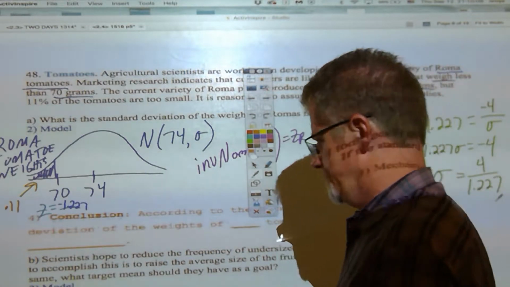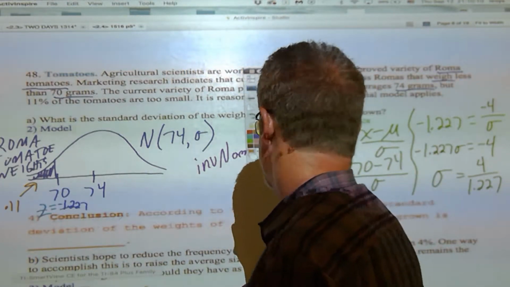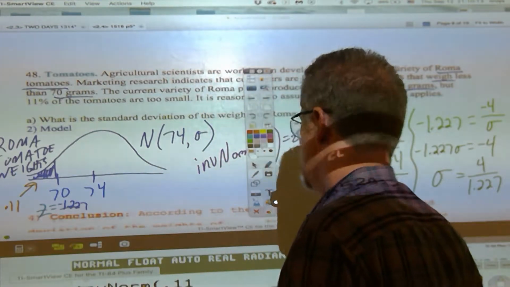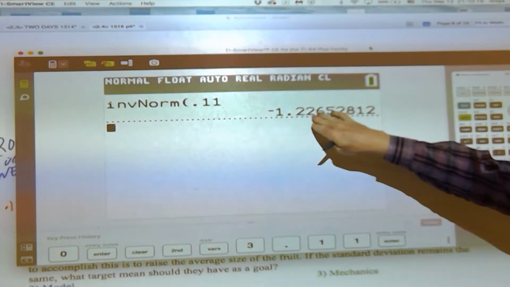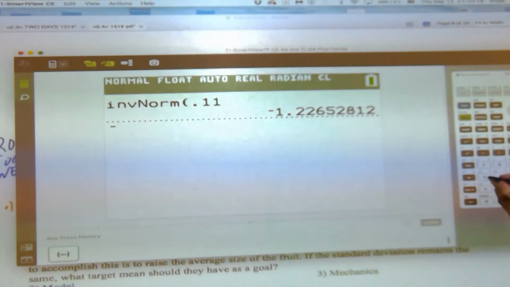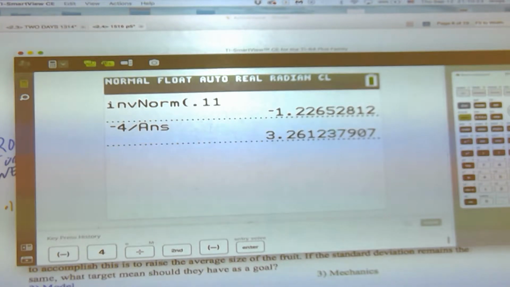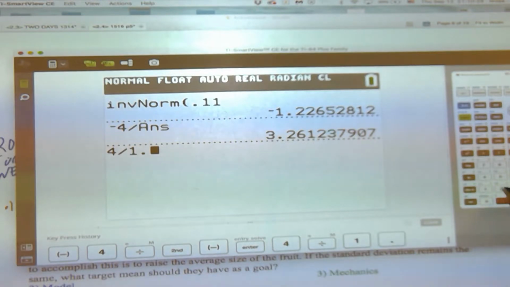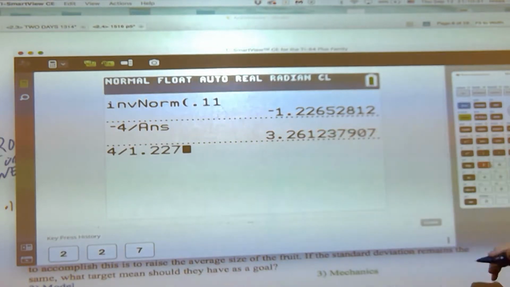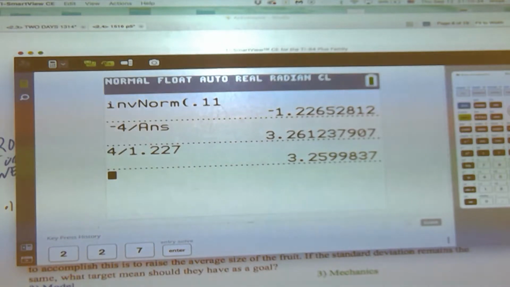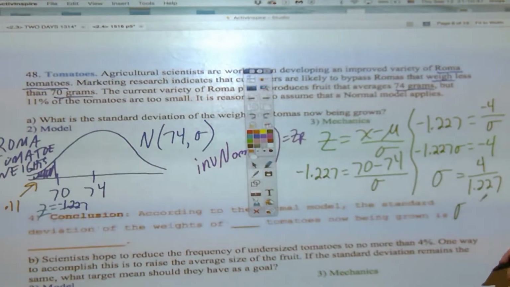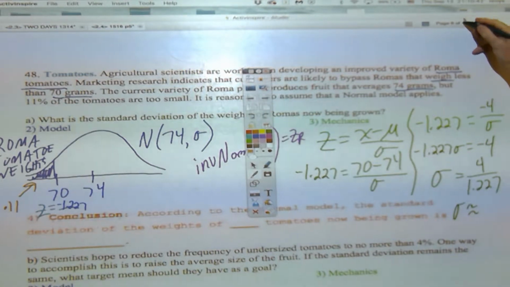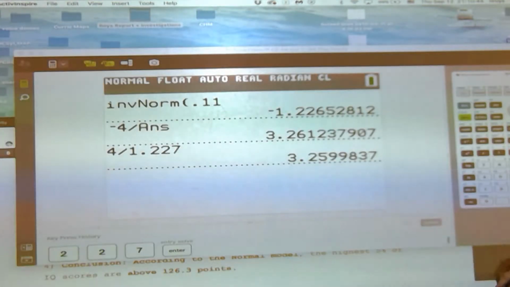So on the calculator, let's type that in. Negative 4 divided by answer, which should be the same thing as 4 divided by 1.227, although since I rounded this, it'll be a little bit different. It's basically about 3.25. So our standard deviation is, in grams, approximately 3.26.